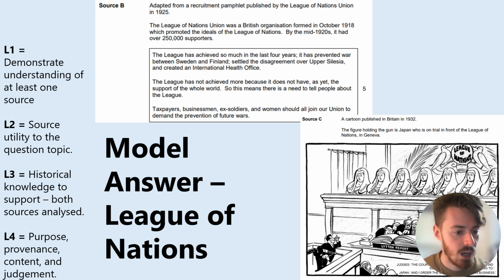Let's look at source C. A cartoon published in Britain in 1932, so a very different time frame. The figure holding the gun is Japan, who's on trial in front of the League of Nations.